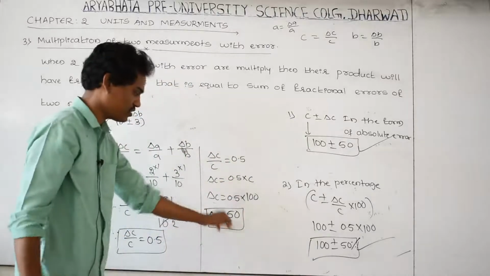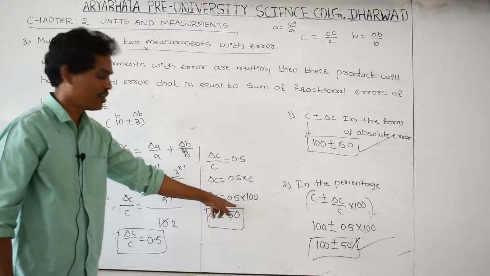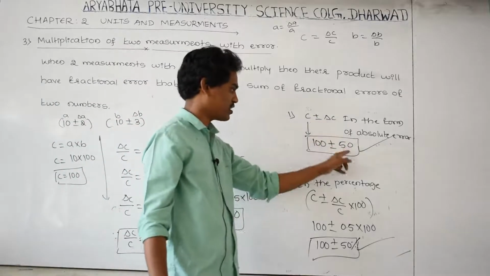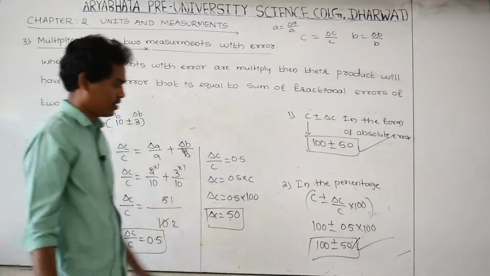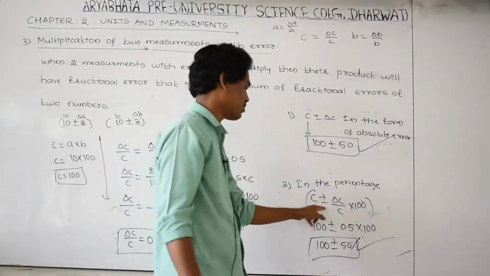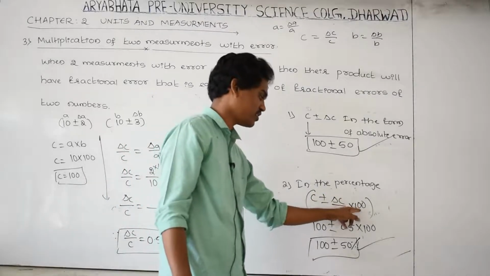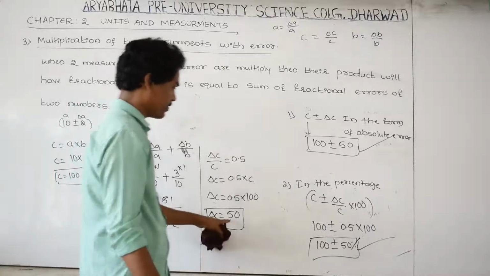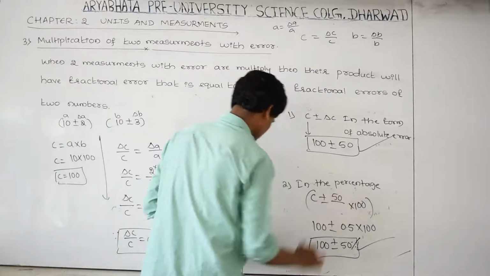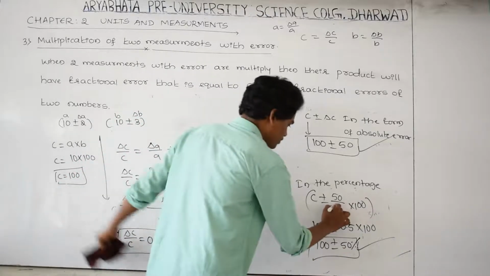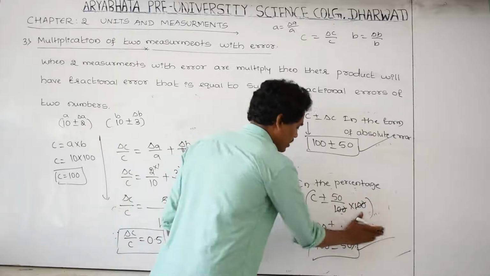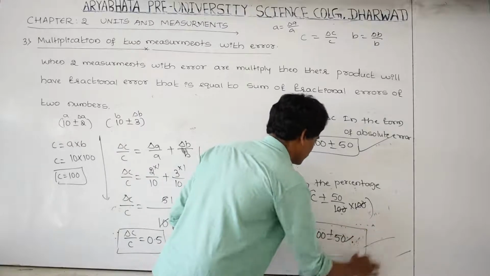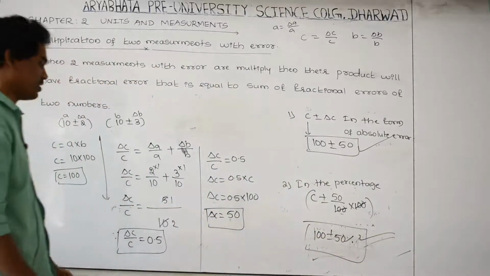You check, 0.5 into 100 is 50. 0.5 means 1 by 2, and 1 by 2 into 100 is 50. This is delta C. C plus or minus delta C is this much. And C as it is, this is 100 plus or minus delta C by C into 100. This is in terms of percentage. Delta C is how much? Delta C is 50, and C is 100. 100, 100 getting cancelled, and again you are getting 100 plus or minus 50%. This is the second way to express it.